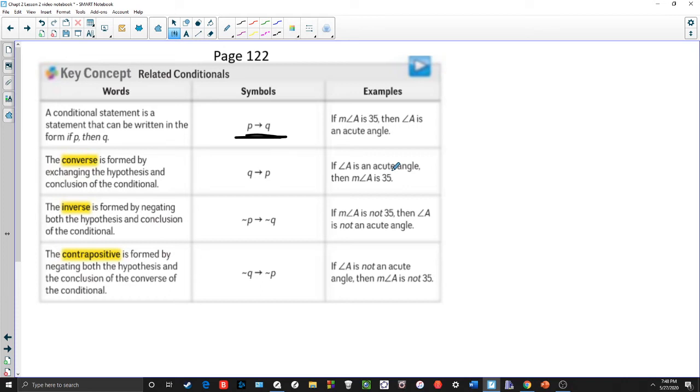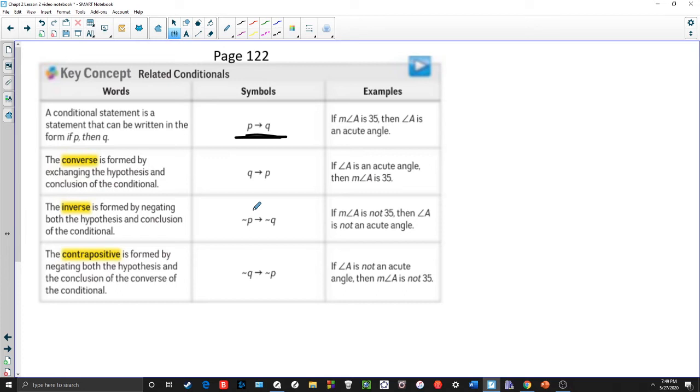The inverse is the not form of the original. So the inverse does not swap them. The inverse simply takes it and says not P and not Q. So if A is 35 degrees, then A is acute. The inverse would be if A is not 35 degrees, then A is not acute. So P and Q are still in their respective spots, but they're just negated. They have the nots thrown in there.